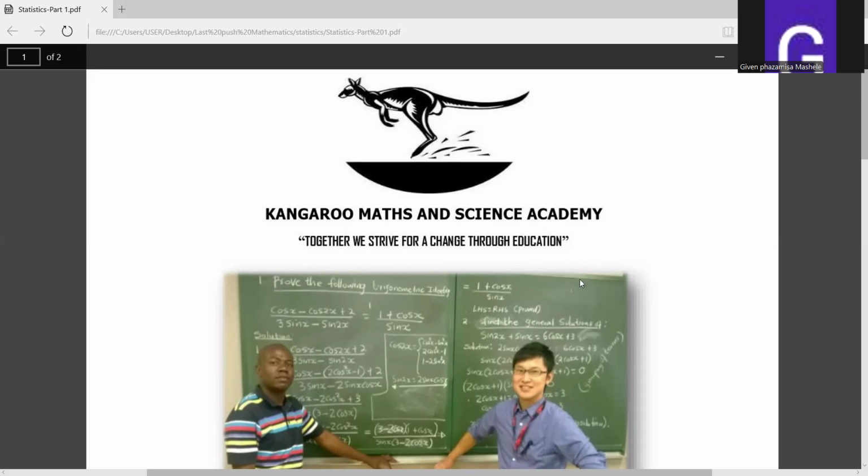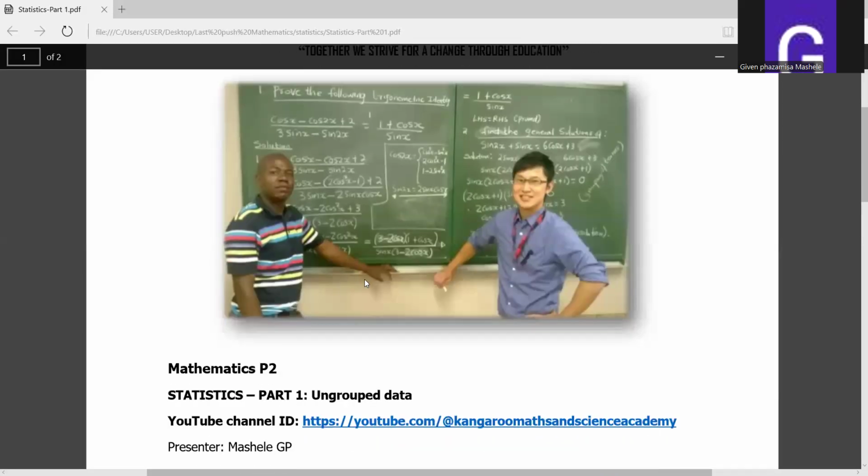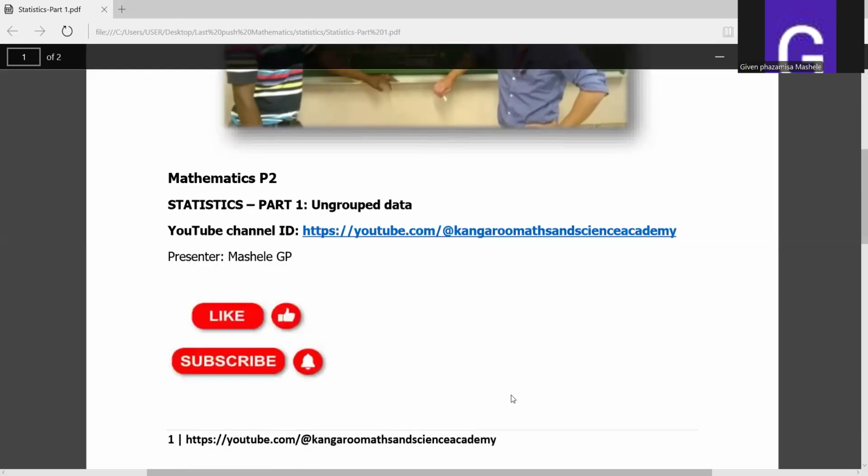Ladies and gentlemen, I want to take you through mathematics for paper 2, particularly on statistics, which I will be focusing on the ungrouped data. So this will be regarded as part 1, which means we're going to have another session for grouped data for statistics. Then the last one will be based on regression. For part 1 and part 2, the target audience will be both grade 11 and 12. So stay tuned and enjoy the session.